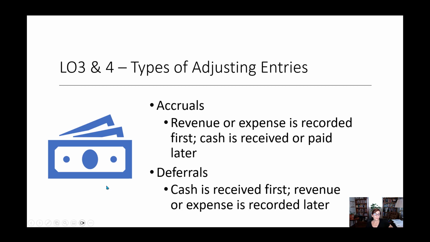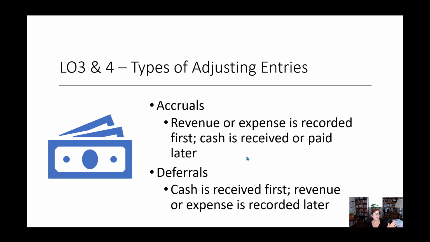All right, so there are two types of adjusting entries. There's accruals and deferrals. Now, accruals, think of an accrual as a pulling entry. We're pulling the revenue or expense into a period before the cash is received or paid. Okay? So we're going to record the revenue or expense in one period. We're going to record the cash received or paid in the following period. So accruals are pulling the revenue or expense into an earlier period.